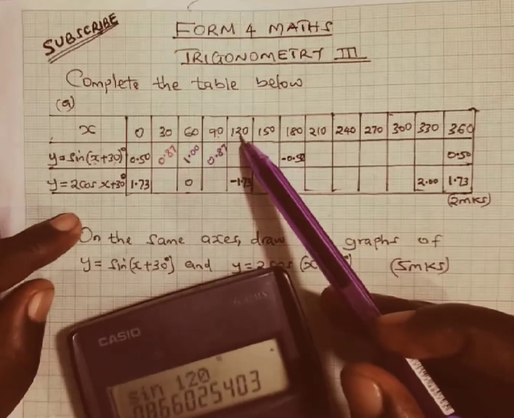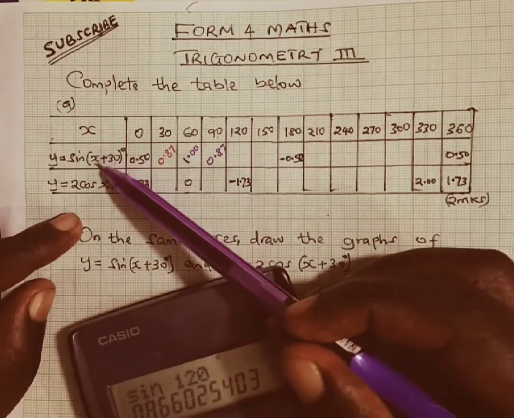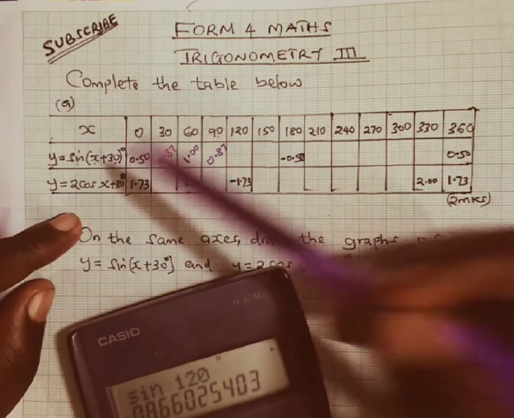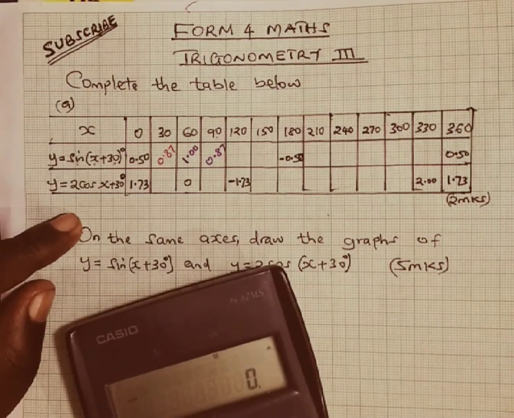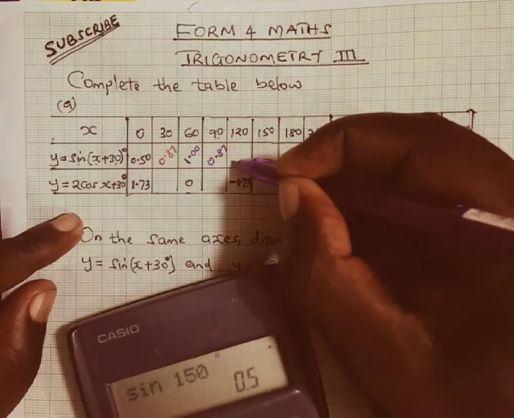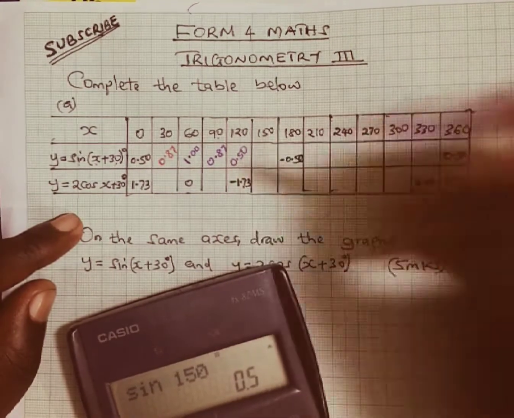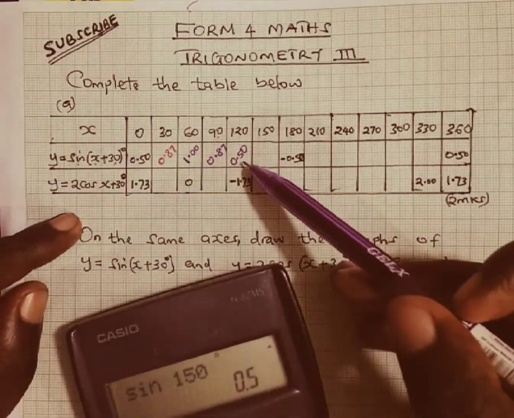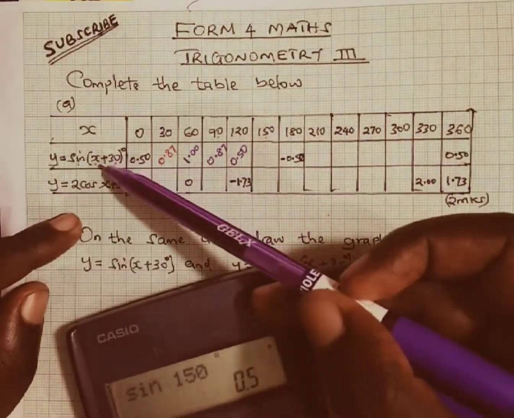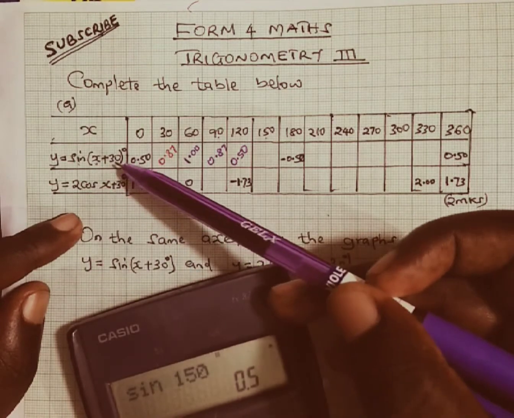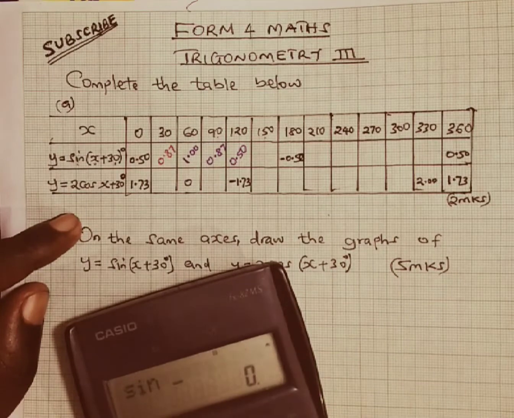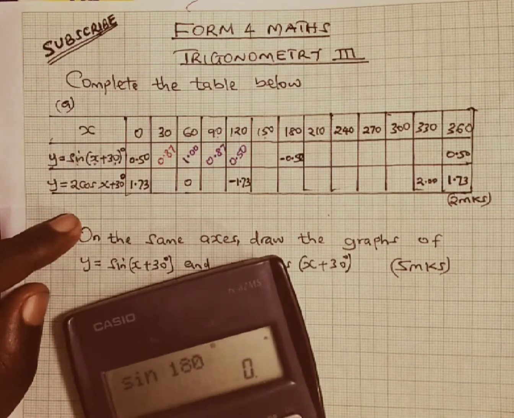We go to 120. So if x is 120, 120 plus 30 will give us 150. So we press sine of 150, and the sine of 150 will give us 0.5. We can use 2 decimal places, so it is 0.50. Then x is 150. So we take 150 plus 30 that will give us 180. So we press sine 180, and the sine 180 will give us 0.